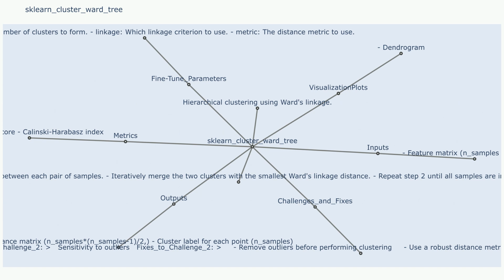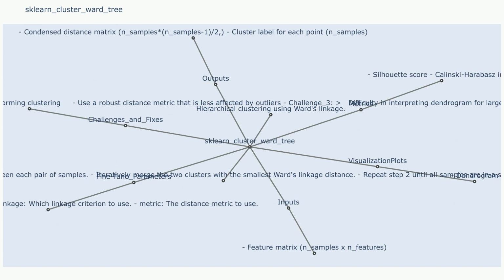Silhouette analysis. The silhouette score measures how similar a data point is to its own cluster compared to other clusters. It can help assess the quality of the clustering by identifying data points that are poorly assigned to their clusters or clusters that are too tightly packed.